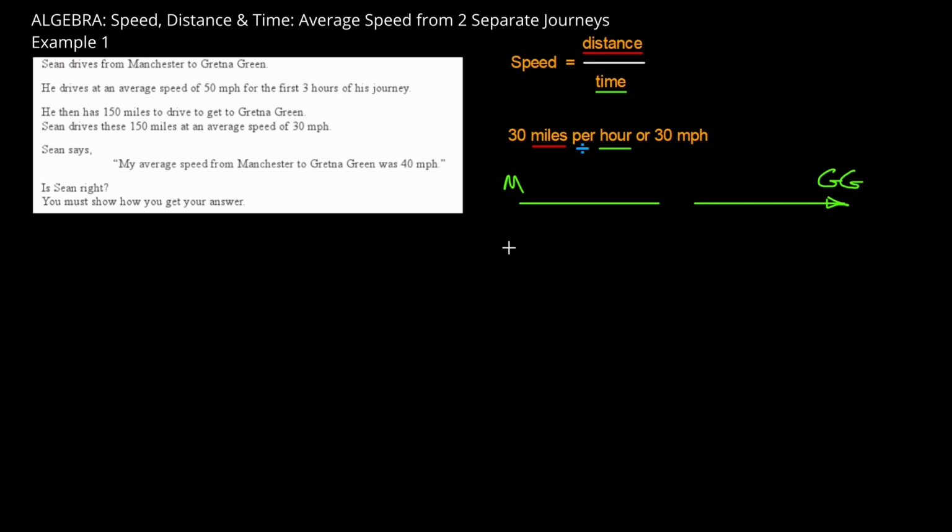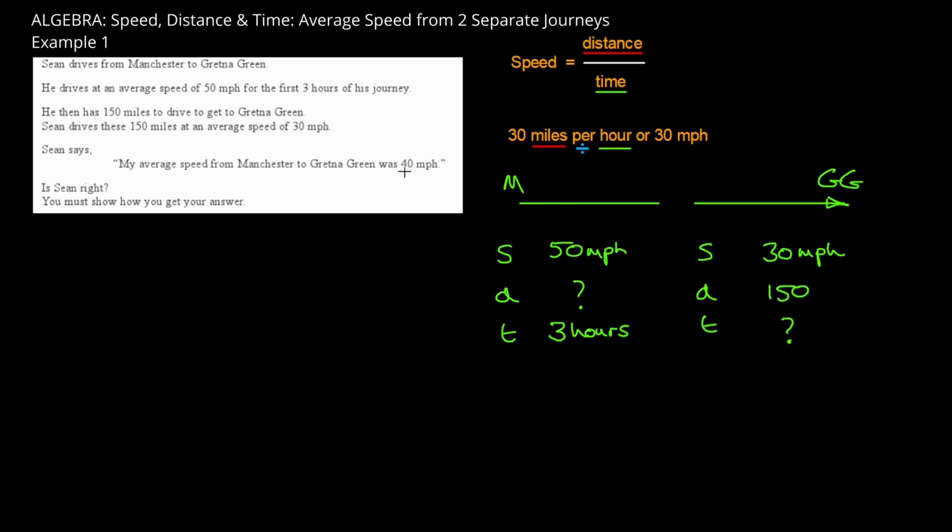So I know the question's going to give me either speed, distance, or time for each of the sections of the journey. So all we've now got to do is fill in the blanks. He drives at an average speed of 50 miles an hour for the first 3 hours of his journey. So this is 50 mph, and first 3 hours, so this is 3 hours. We don't know the distance. He's now got 150 miles to go to get to Gretna Green, and he drives this at an average speed of 30. So his speed is 30 mph, and the distance is 150, but we don't know the time.